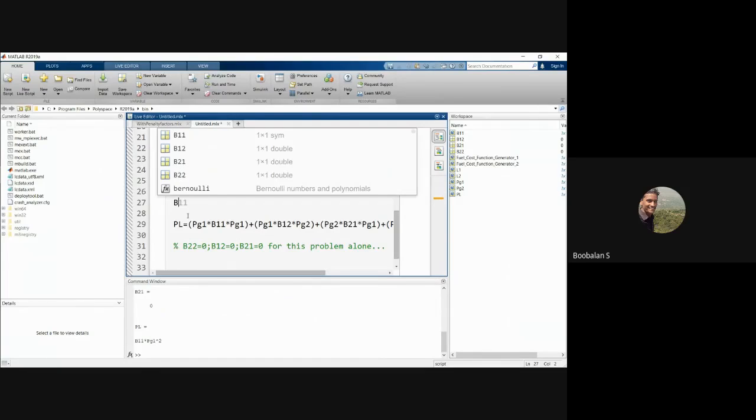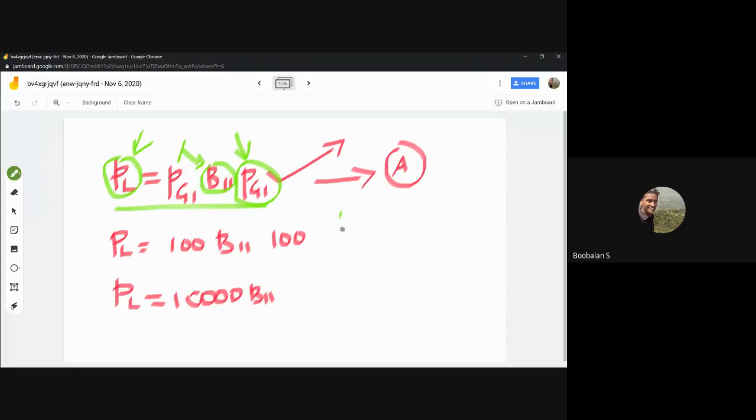I need to calculate over here. This value is now going to be invoked in this equation. For the purpose, I'm just going to calculate before this equation. So B11 equals what? B11 equals, if we move it to this side, BL divided by PG1 square. This is the expression we get, right?